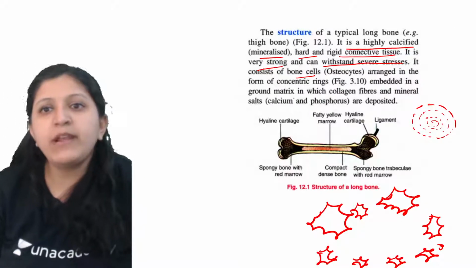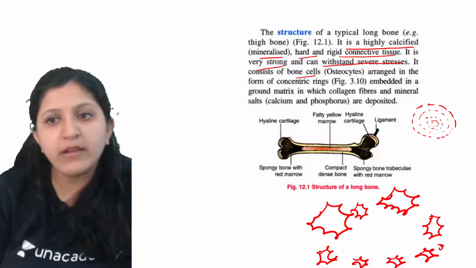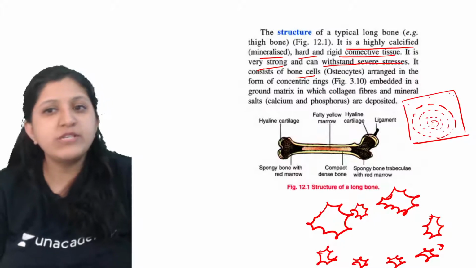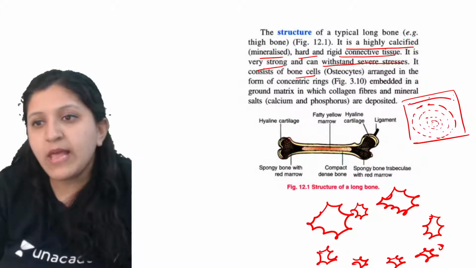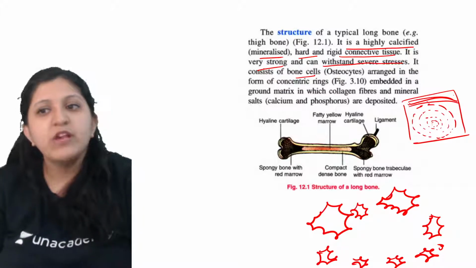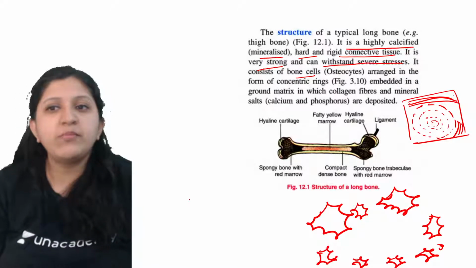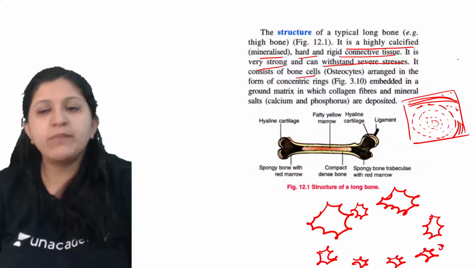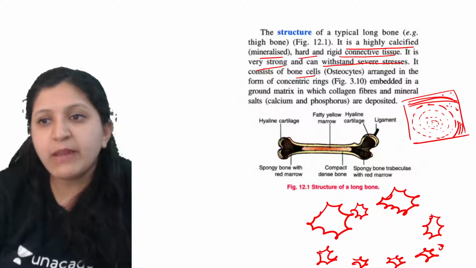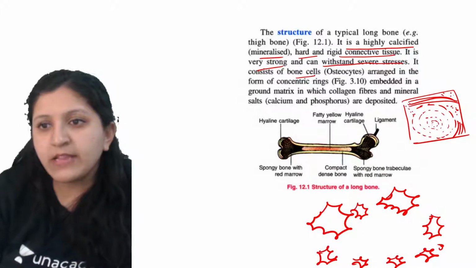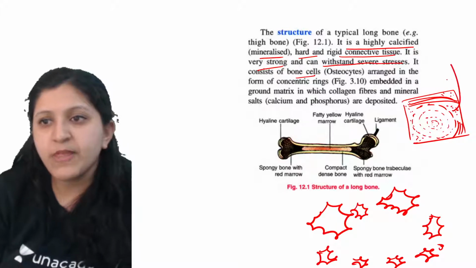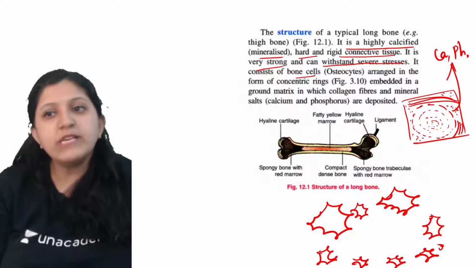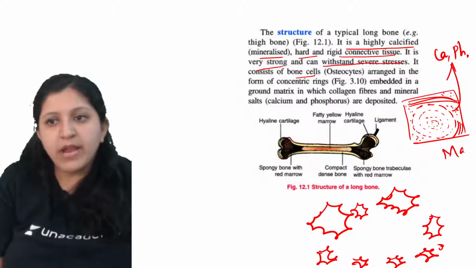They are embedded in a ground matrix. So let's say this is a part now, and there is a ground matrix present. This ground matrix will have collagen fibers, and mineral salts are also present along with them. Calcium can be there. So let's say this is the matrix, and in the matrix calcium is present and also phosphorus is present. These are going to get deposited in the matrix itself.